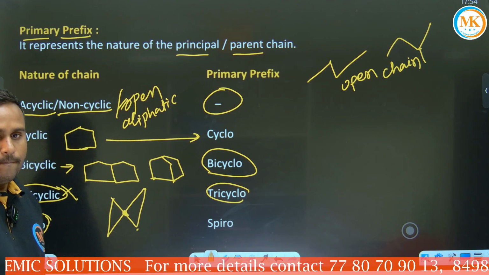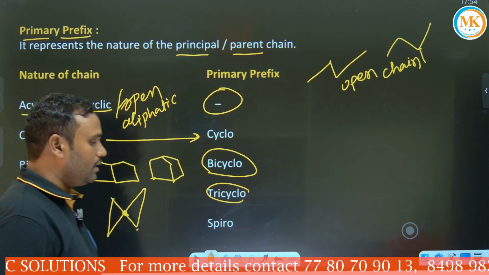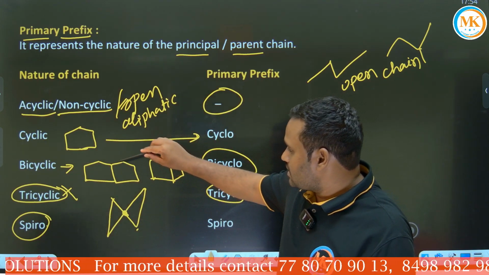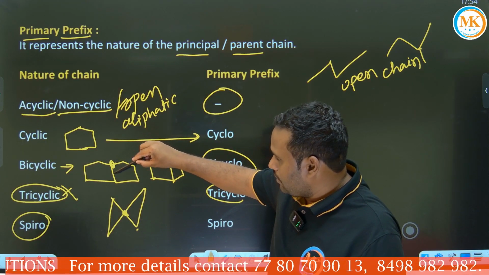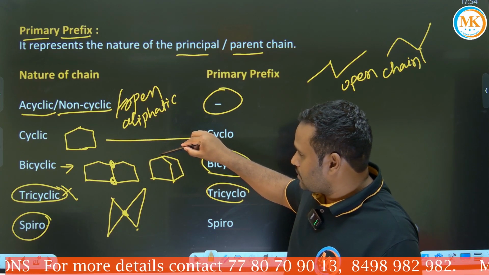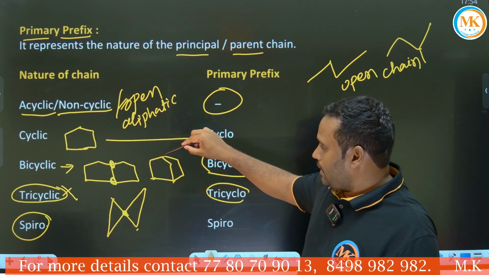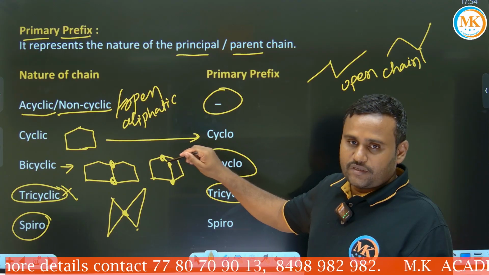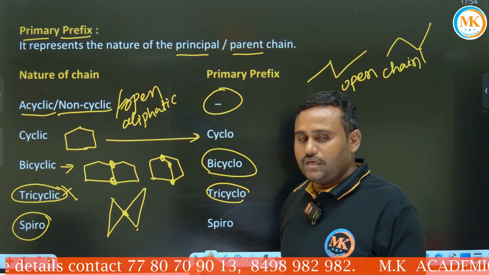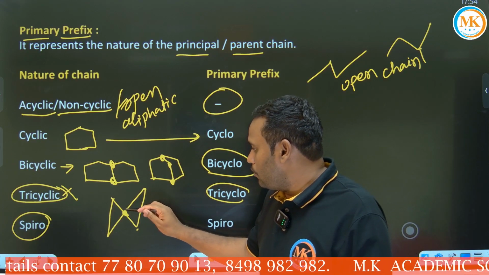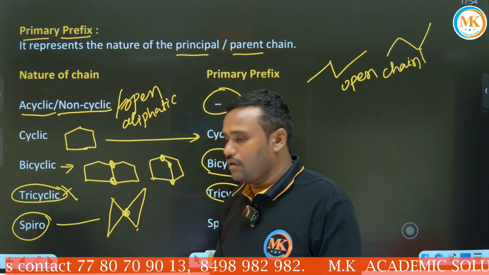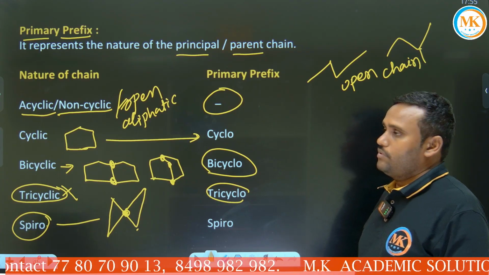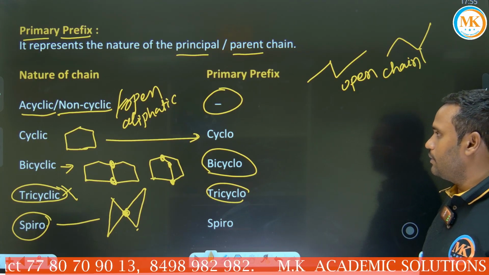And for bicyclic compounds, see here, this is a bicyclic compound having two common carbon atoms, that is bicyclic. And here these are the common carbon atoms for these two cyclic rings. This type of cyclic rings are called bicyclo, and where only one common carbon atom is there, they are called spiro compounds.